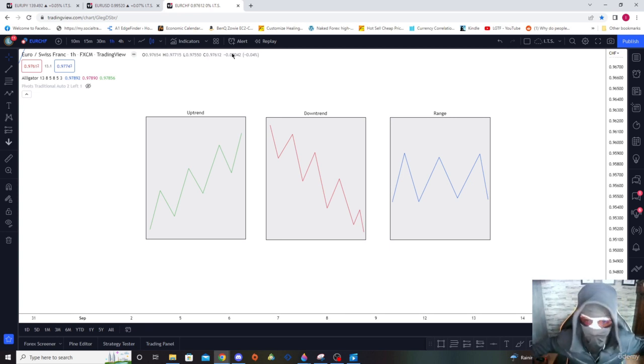So that's pretty much all you need to know. There's no need to go deeper into it. Just use your time frames accordingly and only trade with the trend. I can't stress that enough. Trade with the trend. All right.